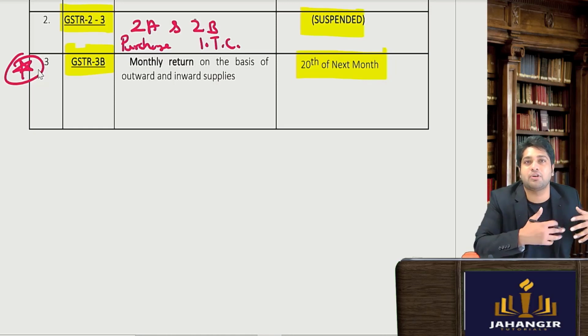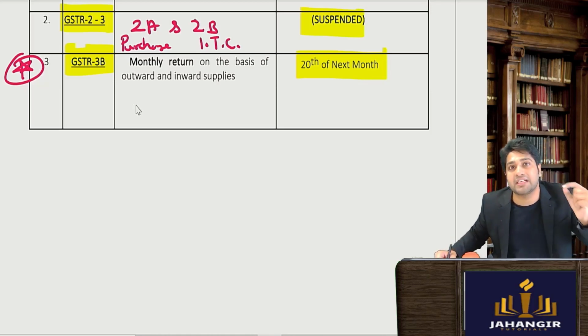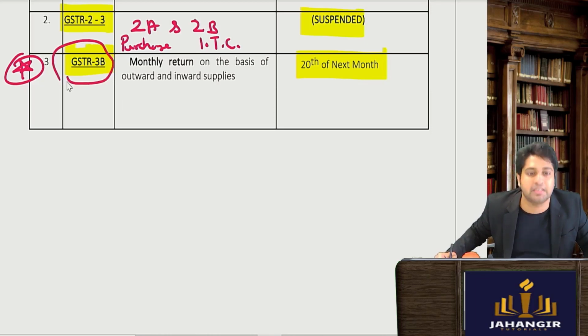No, it's a statement of returns of your sales and purchases. Government doesn't get any revenue. Government gets revenue in your GSTR 3B.